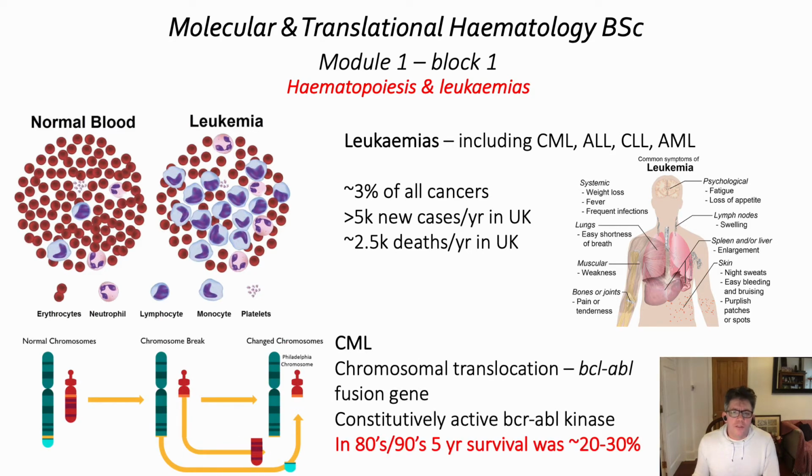A major success story in the field of leukemia was the identification of the chromosomal translocation in chronic myeloid leukemia, or CML, that causes the formation of the Philadelphia chromosome and the cancer-causing BCR-ABL fusion gene. In the 80s and 90s, the 5-year survival for CML patients was only about 20 to 30%, highlighting how deadly this disease can be.